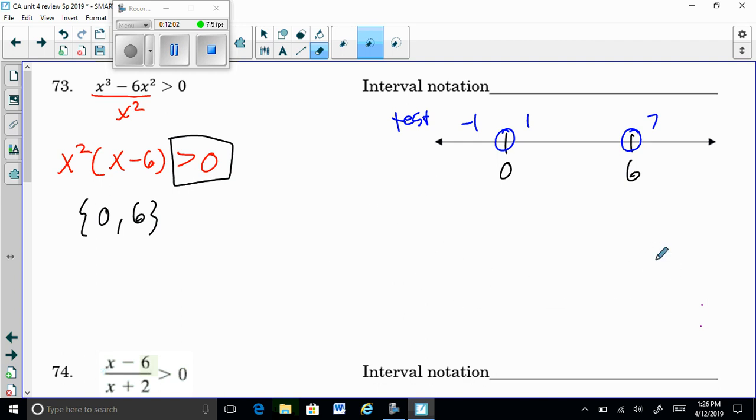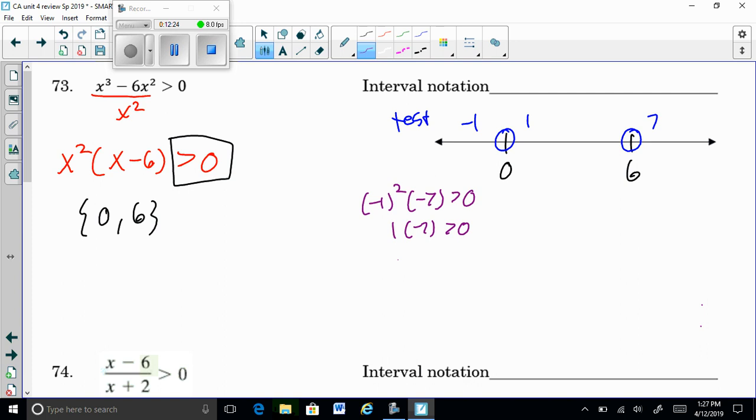All right, so let's get started. Once again, I'll plug it into the factored form. So let's see, I'm going to have -1 squared times -1 minus 6, which is -7. We want to figure out, is it greater than 0? Well, I get 1 times -7. Is -7 greater than 0? No, let's make that false.